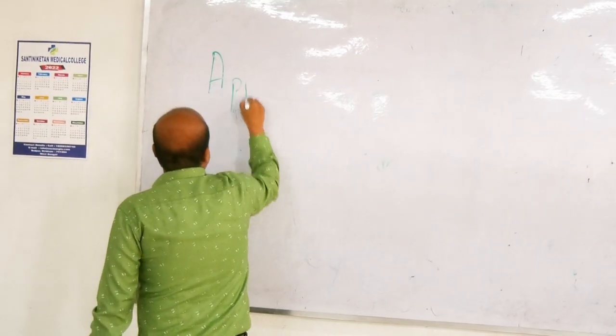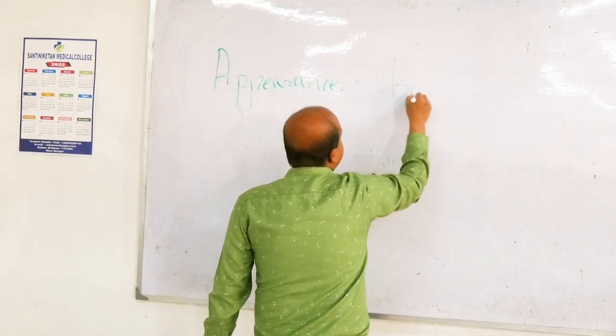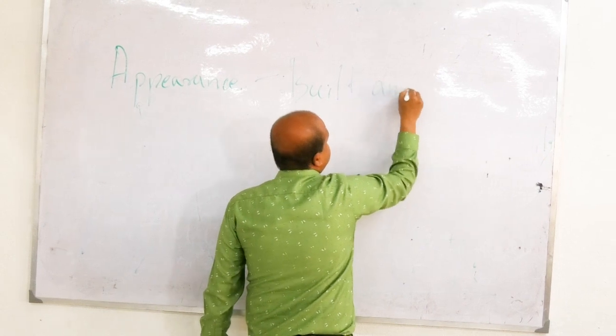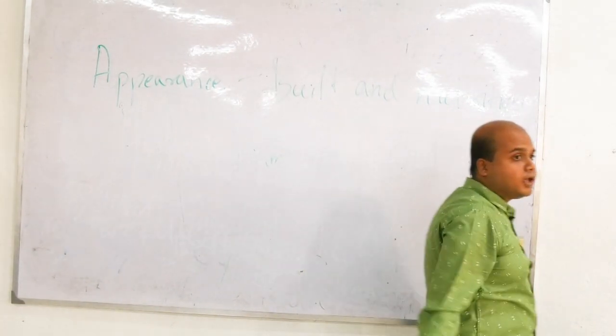Appearance includes build and nutrition. Obviously a very lean and thin subject may come to your clinic, or a very obese one, at an extreme. So you may be required to measure the mid-arm circumference with a measuring tape. To measure, only inspection is not possible. You have to touch your subject. So that is appearance, build and nutrition.